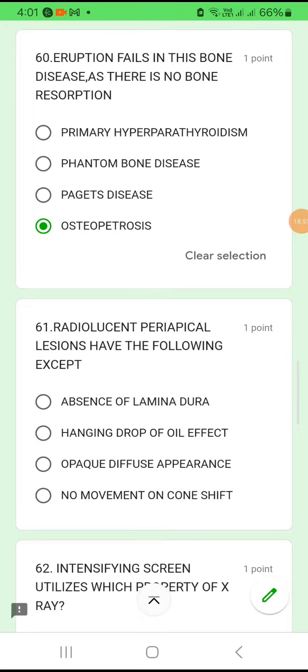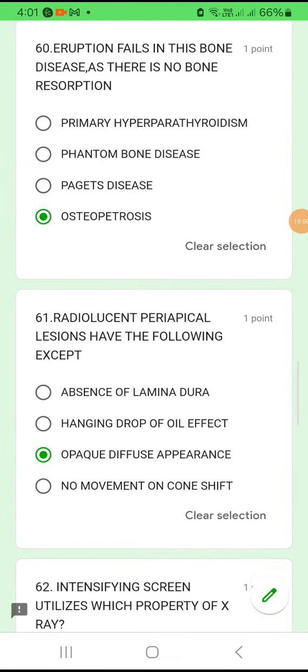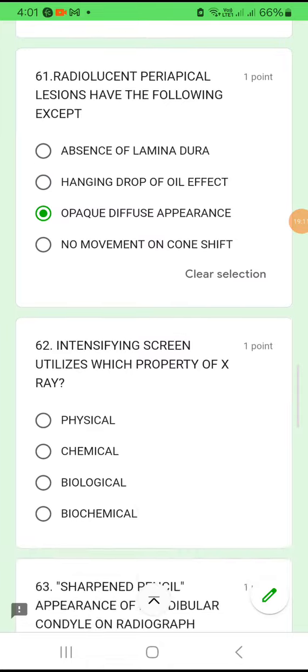Question number 61. Radiolucent periapical lesion has the following except: absence of lamina dura, hanging drop of oil effect, opaque diffuse appearance, no movement on cone shift. See, they have already given radiolucent periapical lesion. Whether the opaque diffuse appearance will be there? No, right. So except will be C.